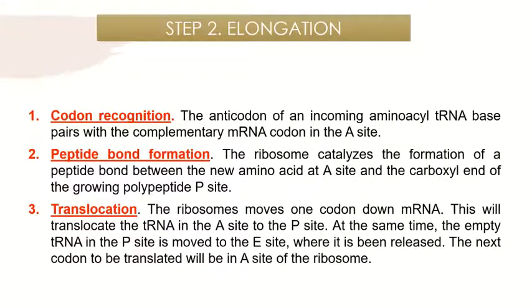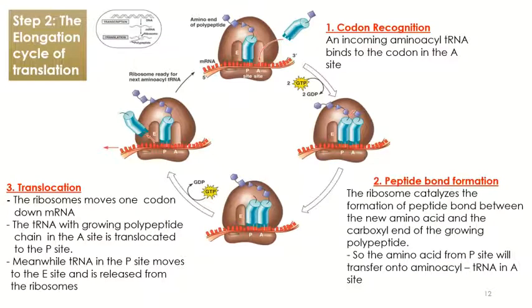For the elongation part, we can divide this stage into codon recognition, peptide bond formation, and translocation. The elongation cycle of translation will continue after you have initiated the translation. So here, let's have a look at the ribosome subunit at the beginning of the slide, or at the upper side of the slide.